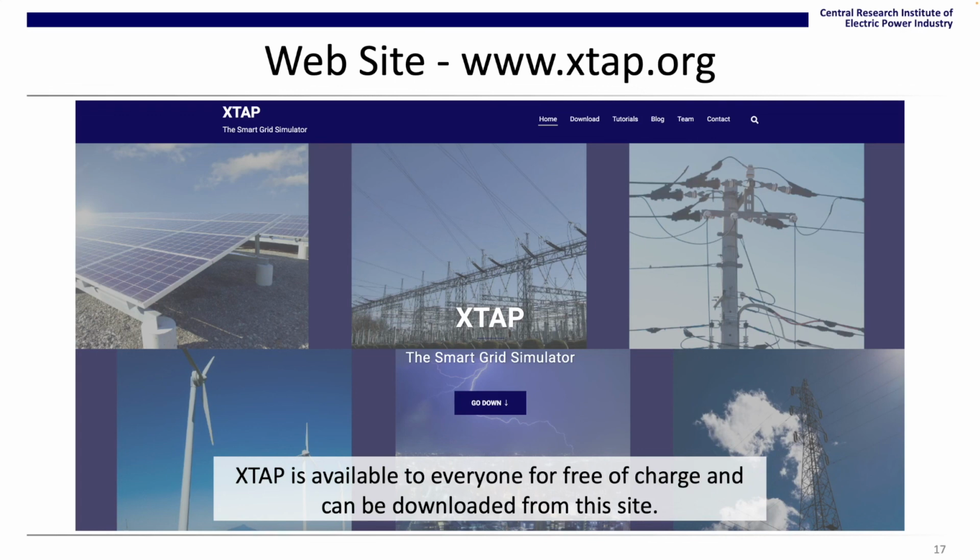Finally, the website of XTAP is at www.xtap.org. Again, XTAP is available to everyone free of charge and can be downloaded from this site. Other information can also be obtained from this site.